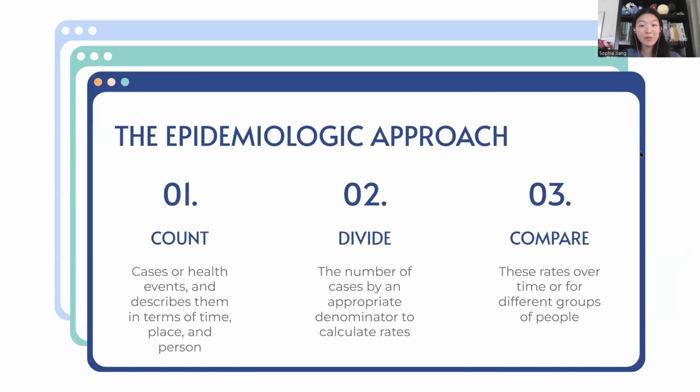So the epidemiologic approach. The way we approach epidemiology is very systematic. First, you have to count the cases or health events and describe them in terms of time, place, and person. Then we divide the number of cases by an appropriate denominator to calculate rates, and then we compare these rates over time or for different groups of people in order to make informed scientific decisions involving diseases or health conditions, et cetera.